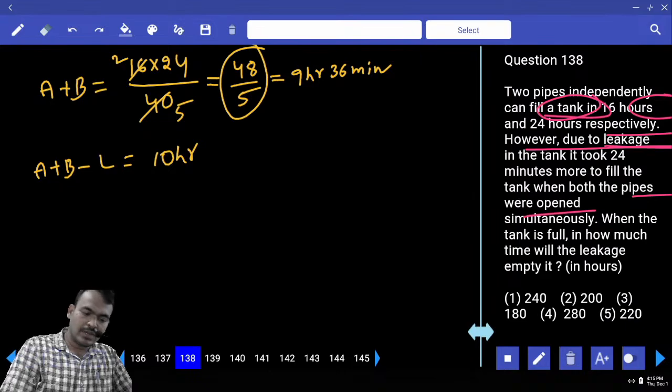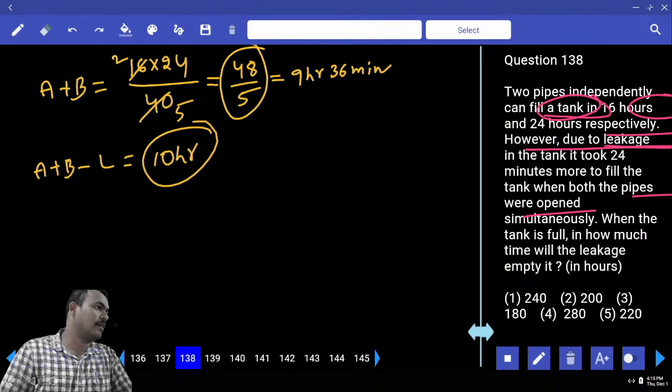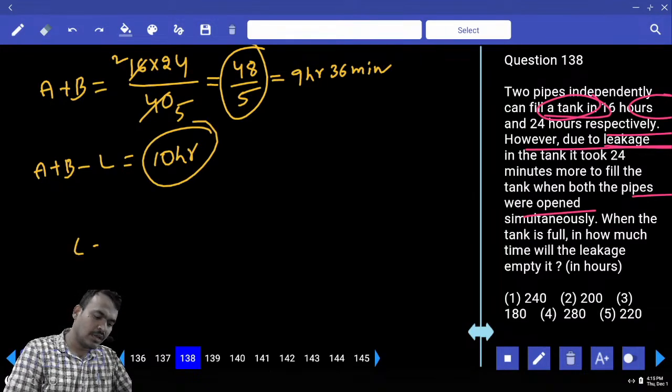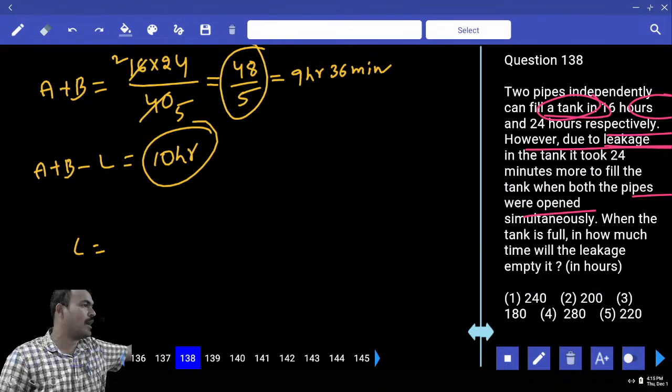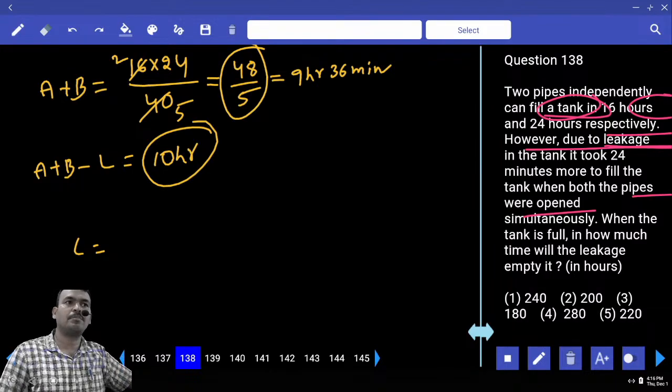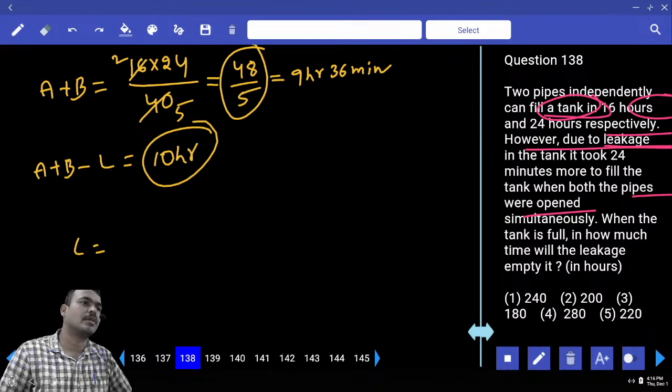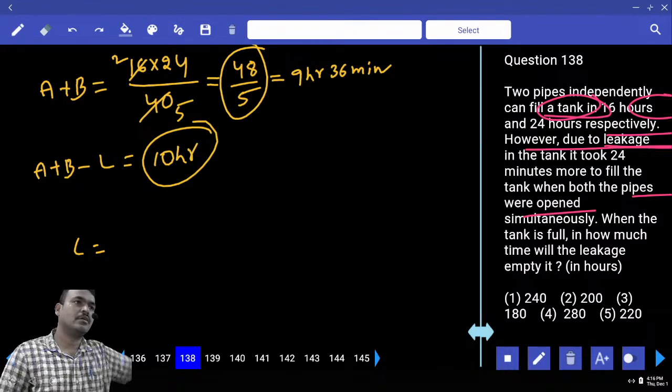What is the together time of 3 pipes? 10 hours. But we require only the leakage. Only leakage means 3 pipes data minus 2 pipes data, and we get the 1 pipe data. Then do we use product by difference or product by sum? Product by difference, because we are subtracting or adding?